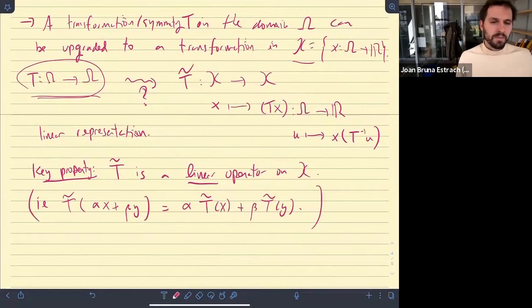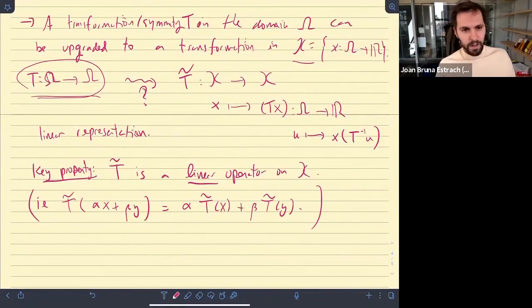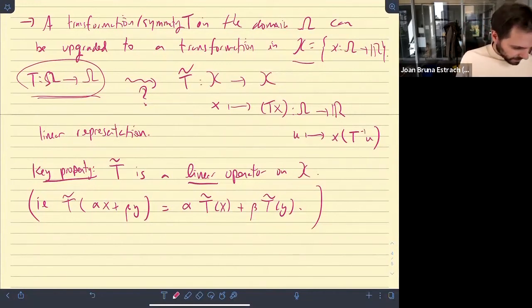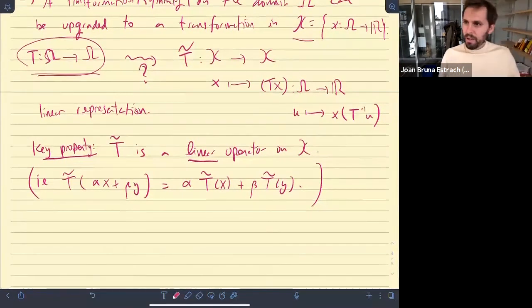And this of course is not even defined in the space of the domain, right? So I have a linear operator when I lift it to signals, but not when I have transformations of the domain, because the domain might not even be a vector space. All right. Okay. Any questions so far? No? Okay, perfect.